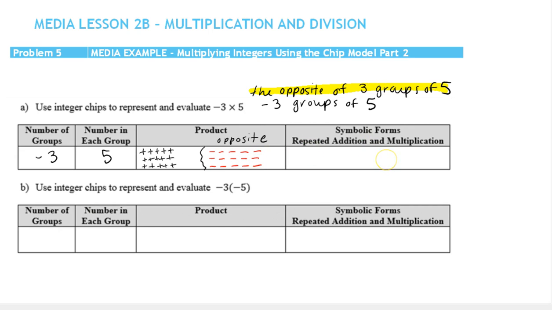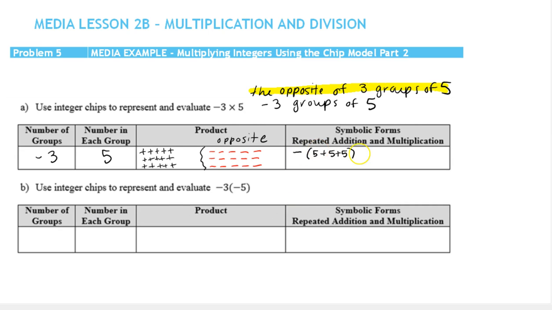So let's write this as repeated addition and multiplication. So for repeated addition, let's think of this as just how we wrote it here, the opposite of 3 groups of 5. And I'm putting the 5s in parentheses because we'll learn more about this later, but we added the 5 groups to, or the 5 plus 5 plus 5 together before we took the opposite. So we found all of the positive chips, then we took the opposite, so that's why we're putting parentheses here.